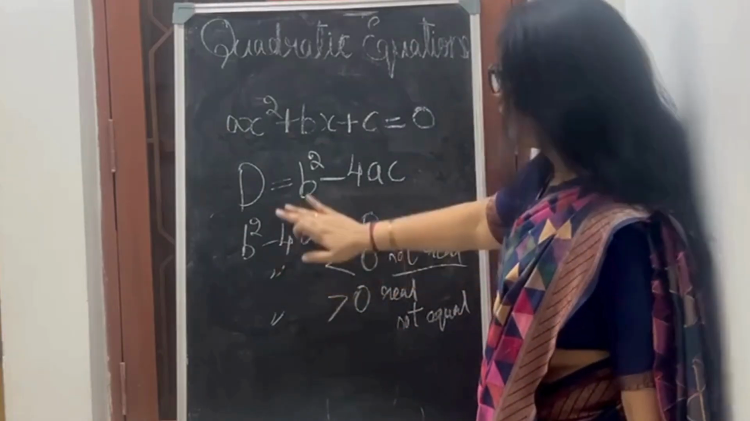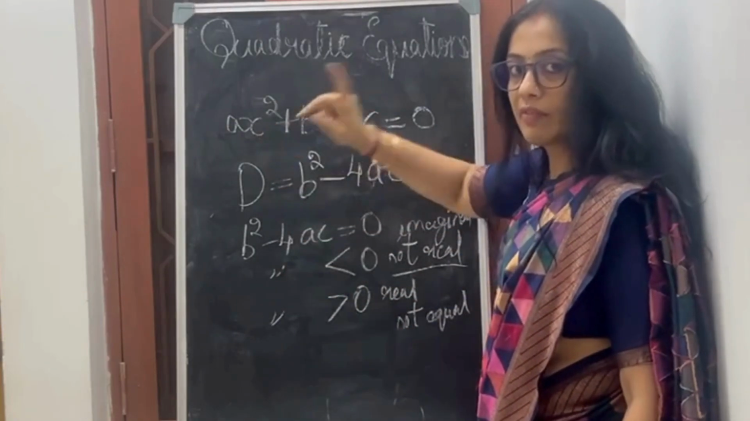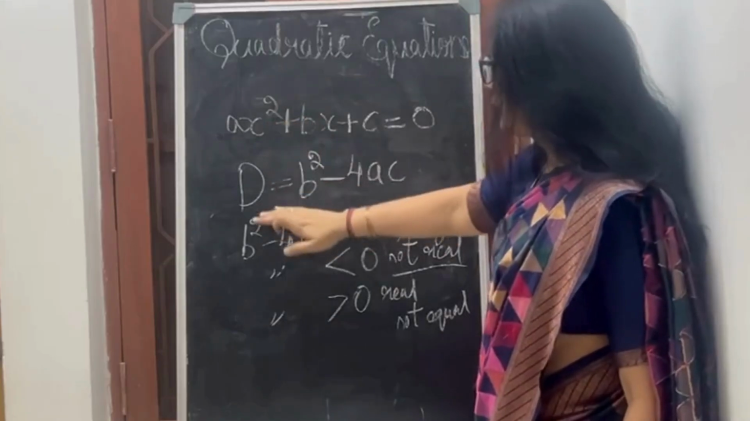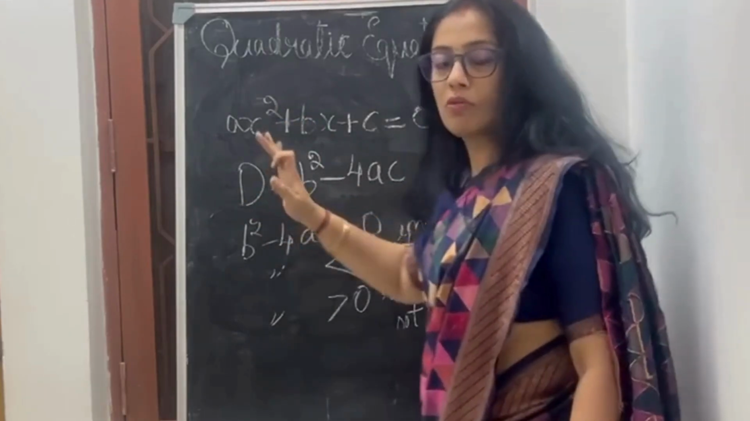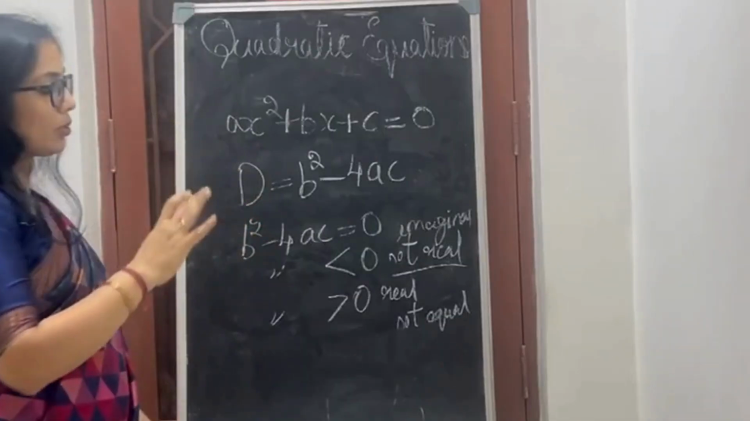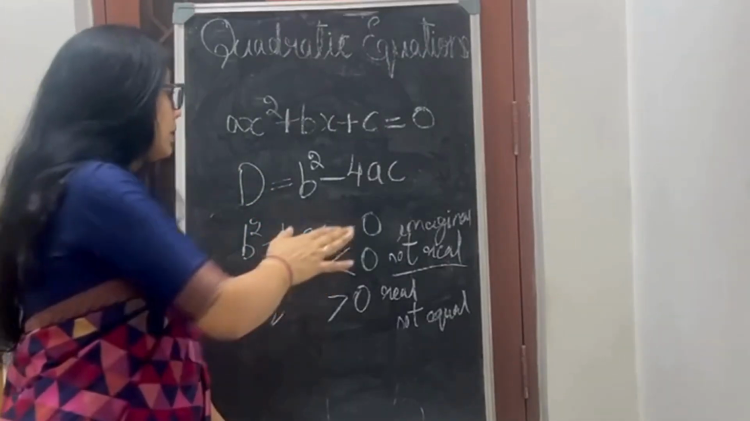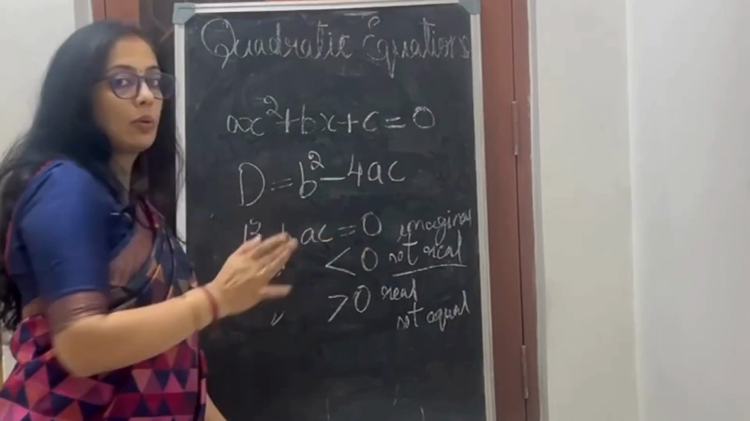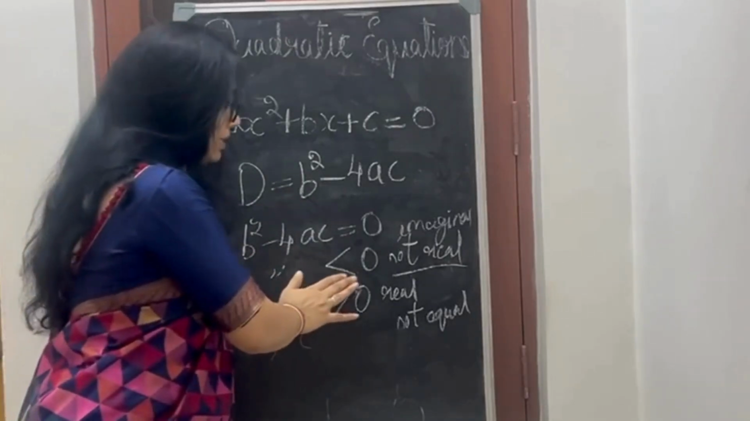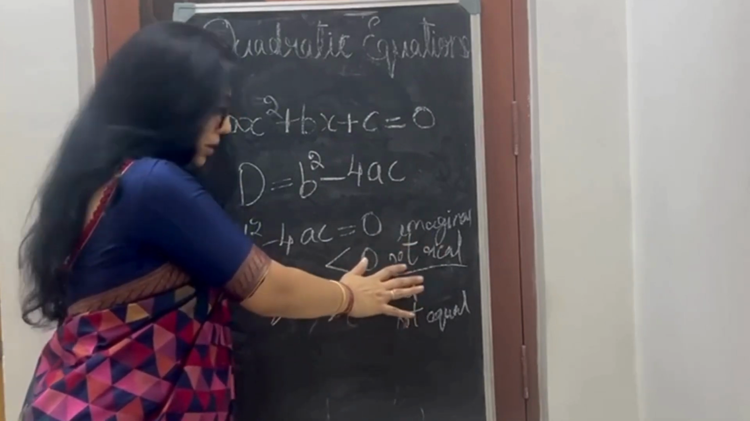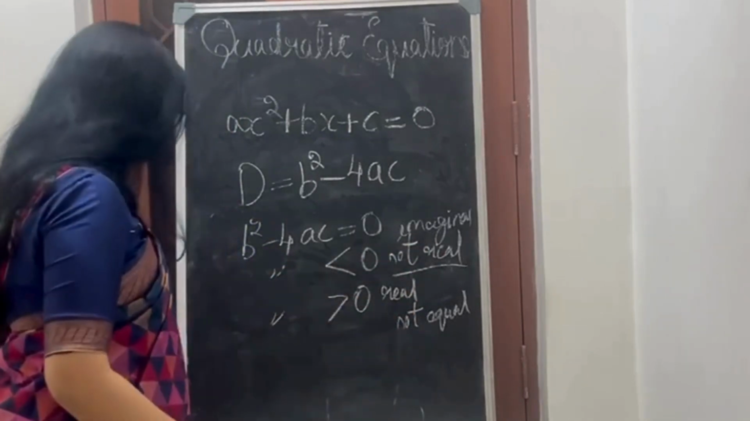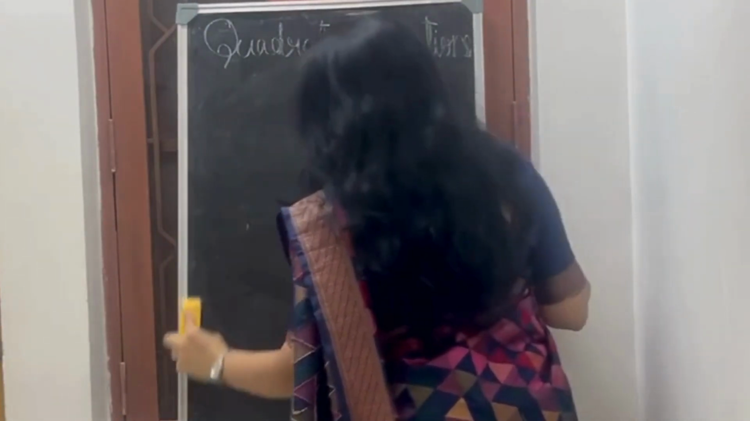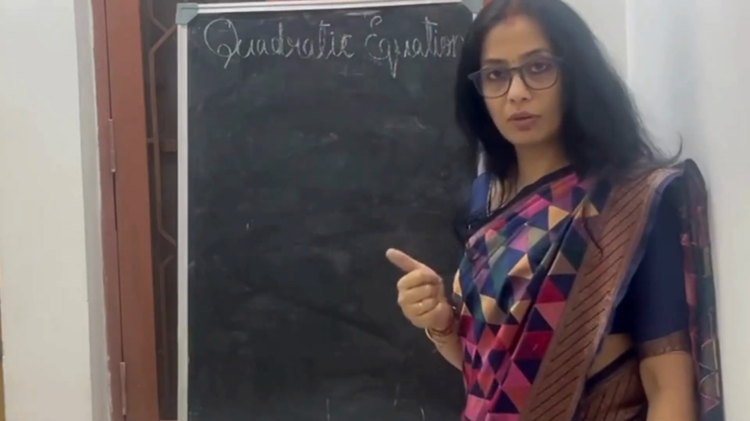I'll repeat now. This is the quadratic equation, where there is only one variable, x, and the highest power is 2. Then the discriminant is used to find out whether the roots of the equation are equal, and whether they are real. To find that out, this formula is used. When it is equal to 0, the roots are equal and real. When it is less than 0, it is imaginary or not real. And if it is greater than 0, it is real but not equal. You have to remember this discriminant formula to find out the roots.